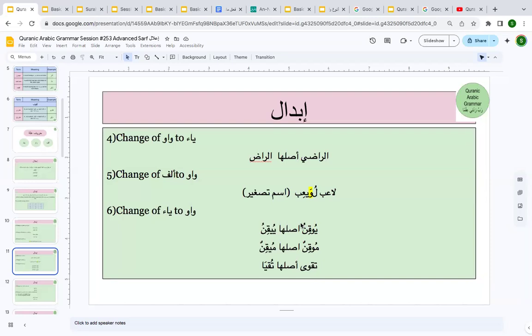So this yuqinun, what are the root letters? Ya, Qaf, Nun. But what happened to this ya? The ya got changed into waw. And you are seeing waw there. Muqinun, originally it was muiqinun. Is it easy on tongue? No, it's very tough on tongue. So it's easy to say muqinun versus muiqinun. So the asluha was muiqinun, but it got changed into waw. And then taqwa, asluha is tuqya. It got changed into taqwa.